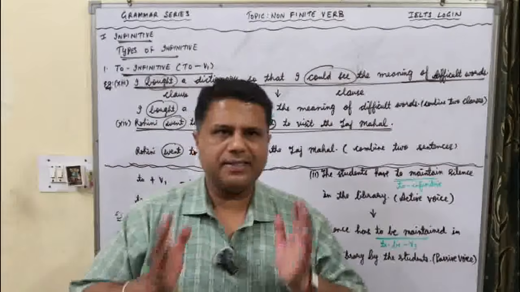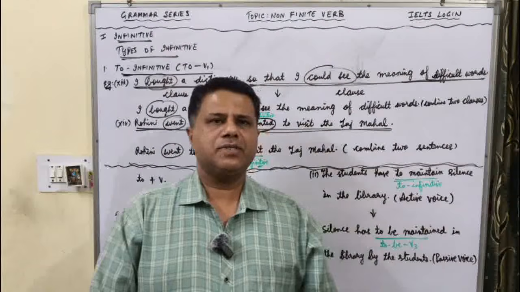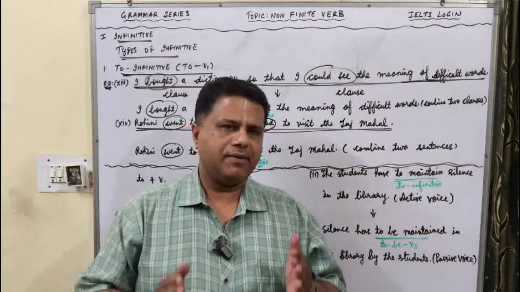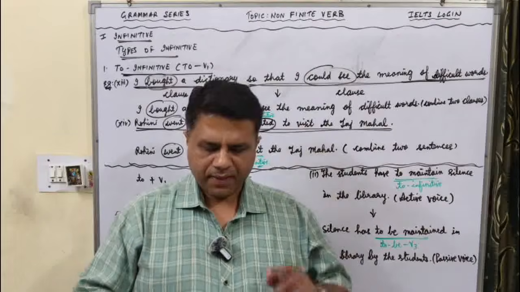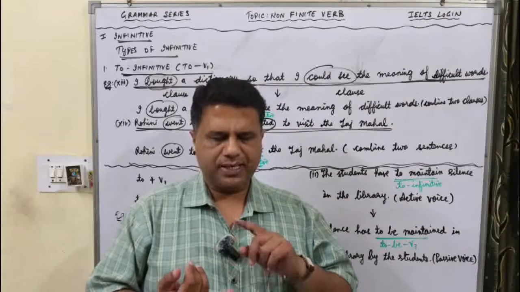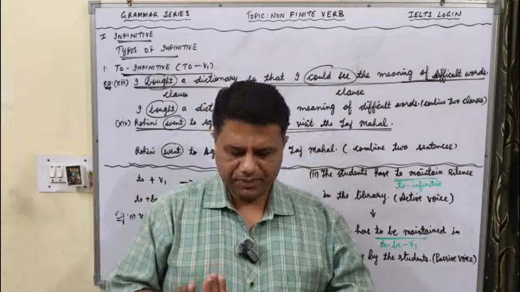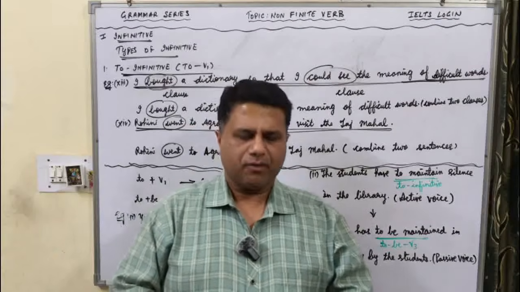Children, with this we finish the uses of to infinitive. How many total uses have we discussed? We have talked about 14 uses with 14 examples. So it can be used as the subject. To infinitive can be used as subject, then object, then object complement, then complement of verb.